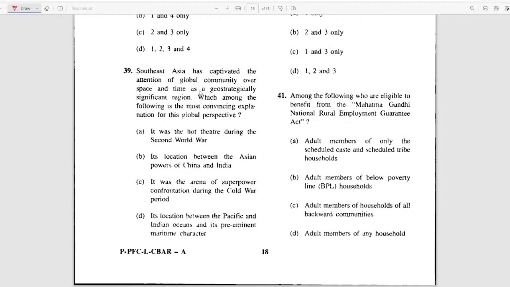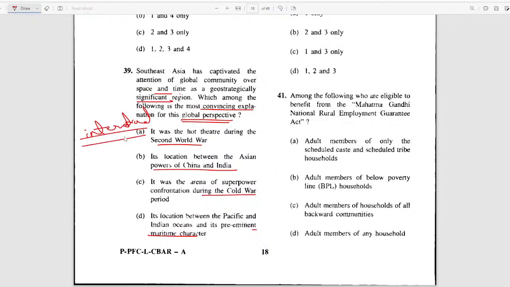Southeast Asia has captivated attention of the global community over space and time as a geostrategically significant region. Which among the following is the most convincing explanation for this global perspective? It was a hot theater during the Second World War. It is a location between Asian powers of China and India. It was an arena of superpower confrontation during the Cold War. It is a location between the Pacific and Indian Ocean. Its preeminent maritime character. So this is international relations, and they have asked the question in international relations.